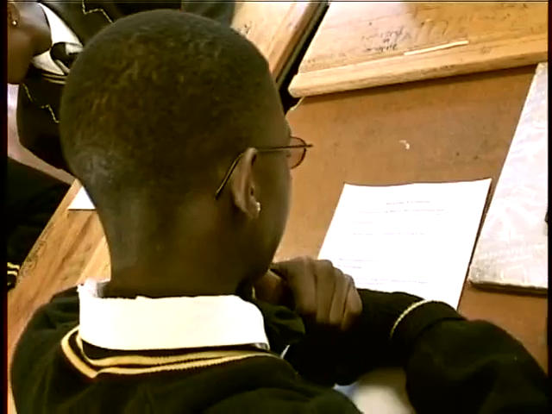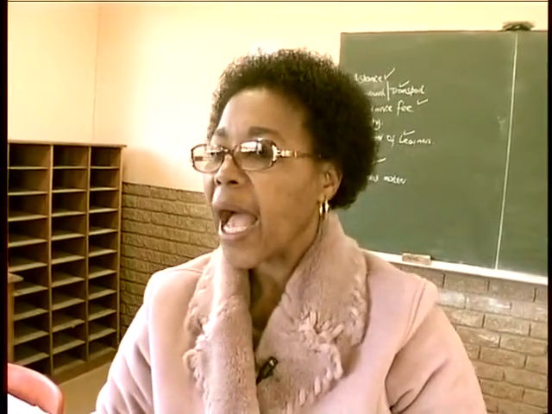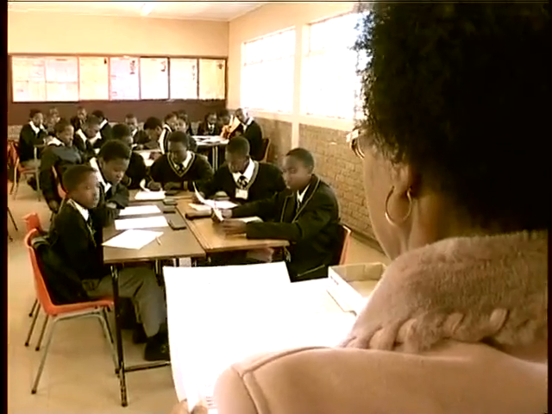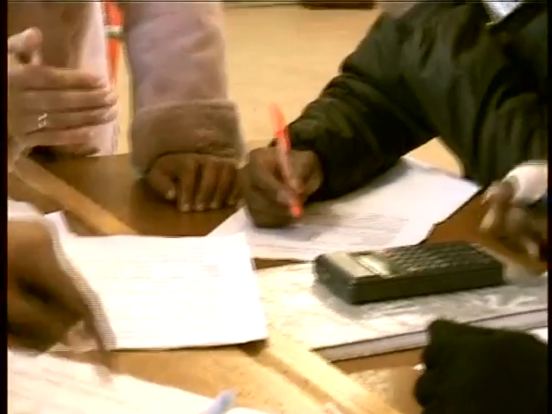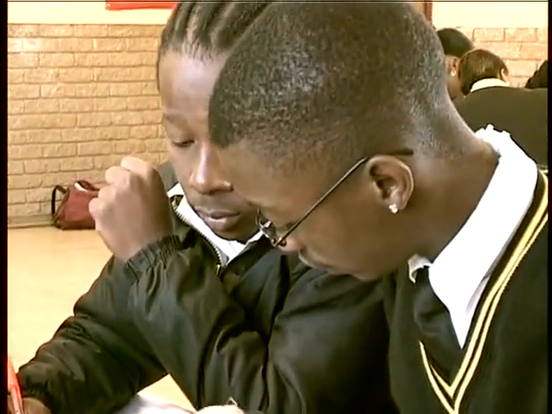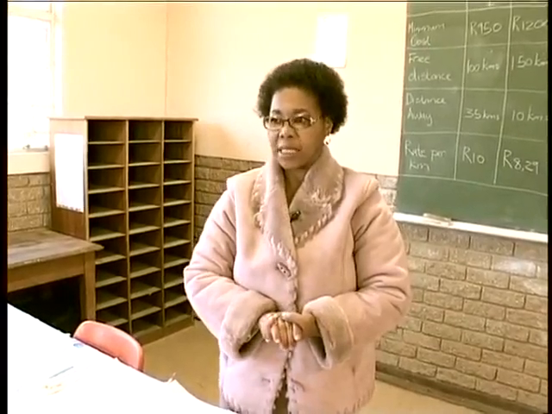The entrance fee. The learners compare the entrance fees for two possible places to visit. A zoo or an archaeological site. So we'd like you to calculate the total cost for the zoo as well as for the archaeological site. Find out which trip will have the cheapest entry fees. Now, I'd like to know how much the school is going to pay for the archaeological site.